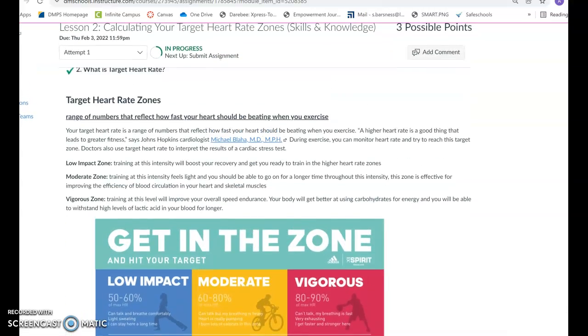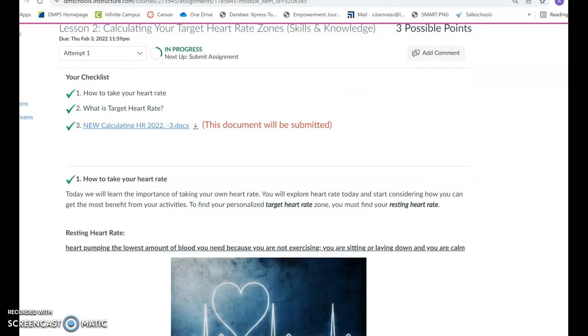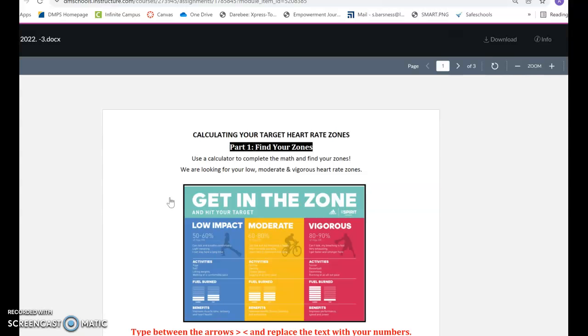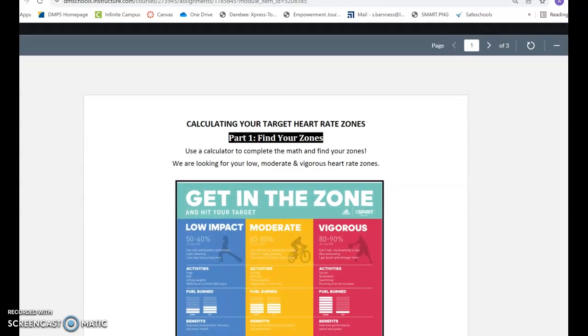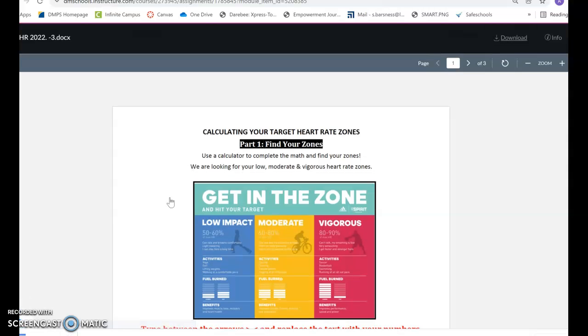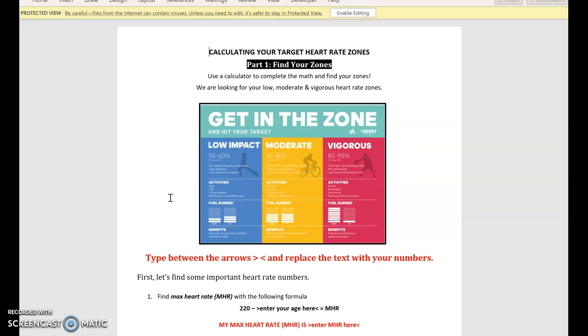I'm not going to read through the information, but do not forget to do that before you open up your worksheet and start the actual part of the assignment. I'm going to go ahead and download and open this into a Word document. And once it's open into that Word document, you may have to click Enable Editing at the top.